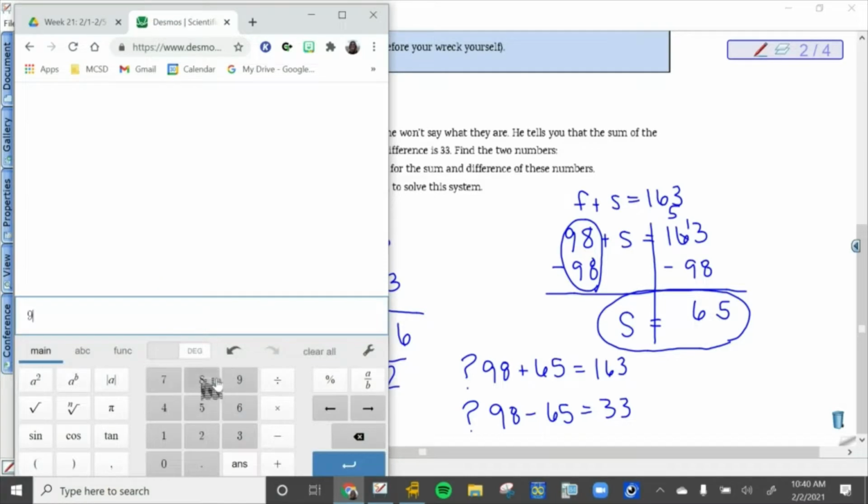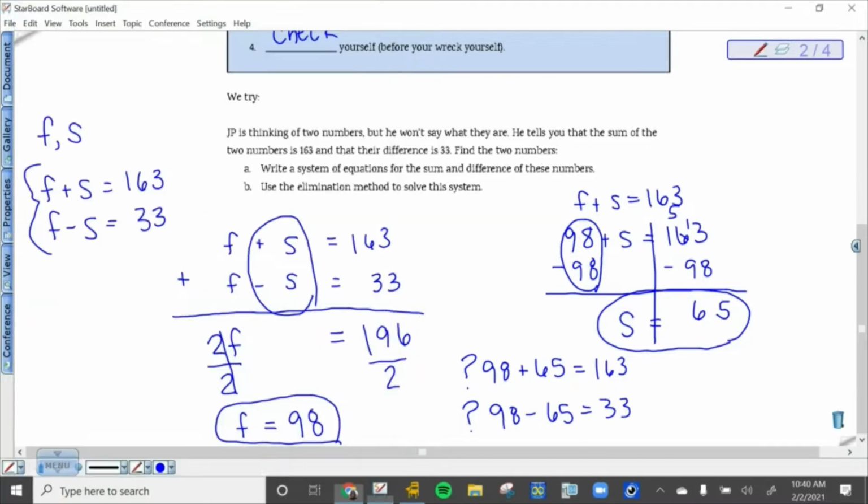So 98 plus 65 equals 163. 98 minus 65 equals 33. I just checked my solution. That's correct. So that's it, I'm done. These are both right. So F, my first number, equals 98. S equals 65. And that's going to be my solution.